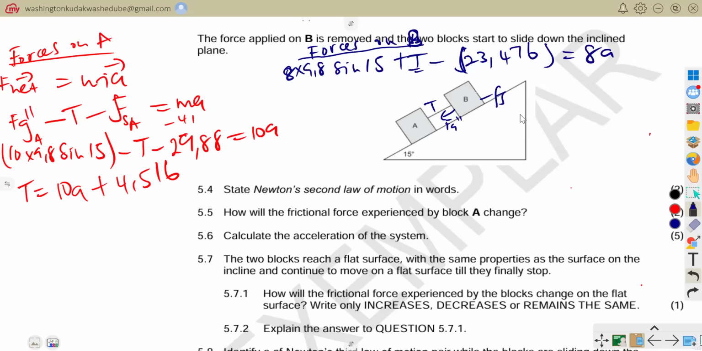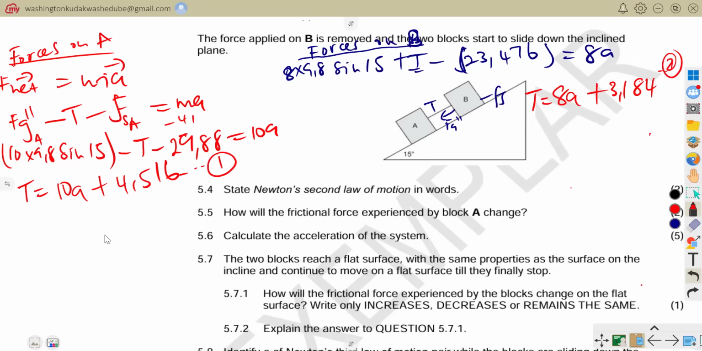Now I also need to make T the subject there. By making T the subject, I'm going to have T equal to this one minus that one, and I'll be left with negative 3.5 something. So if I take 8 times 9.8 sine 15, that will give me 3.81. So I would have 8a plus 3.184. So I now have two equations, equation 1 and equation 2.